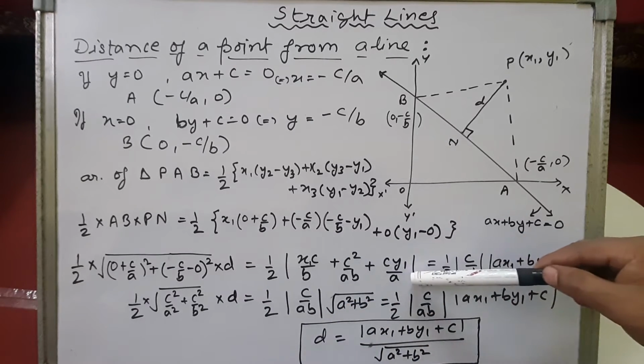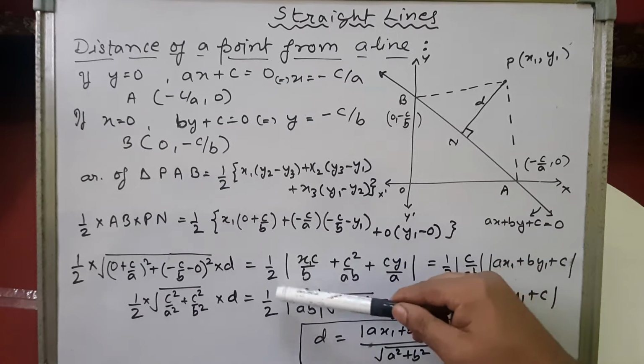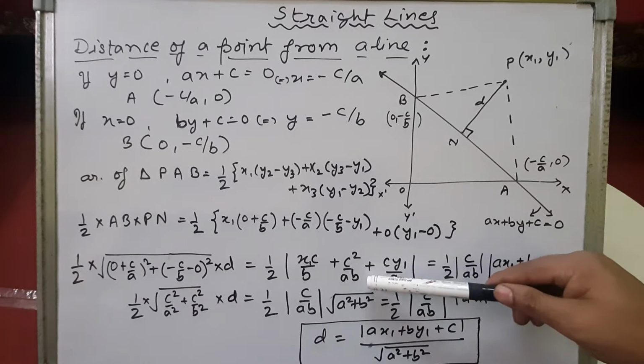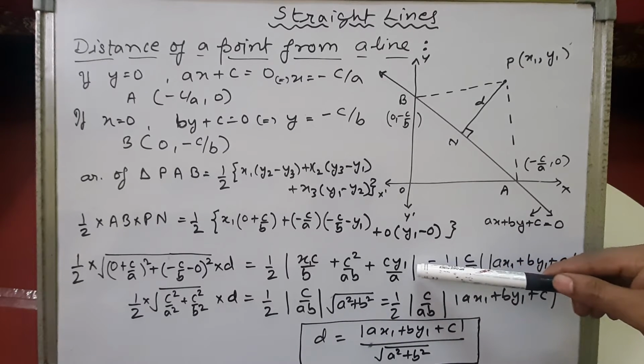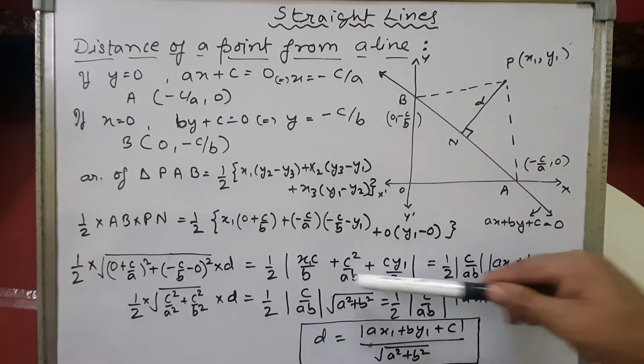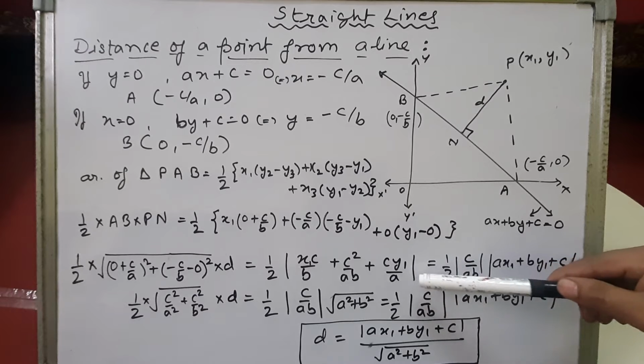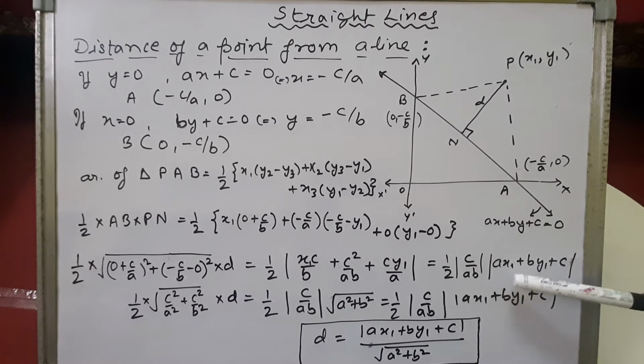When we solve this, we'll get minus 1 by 2 mod of x1 c upon b plus c square upon ab plus c y1 upon a. When we take ab as the LCM, we can see we have c in the numerator in every term, and we'll get a c x1 upon ab, b c y1 upon ab, plus c square upon ab. So taking c upon ab common, we'll get this result: 1 by 2 mod of c by ab and mod of a x1 plus b y1 plus c.